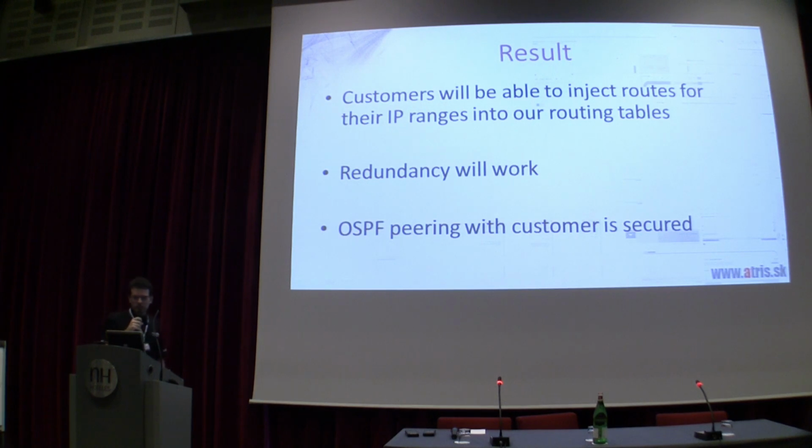So the result here is that customers will be able to inject routes for only their IP ranges into our routing tables. Redundancy will still work completely, and the OSPF peering with the customer is secured.